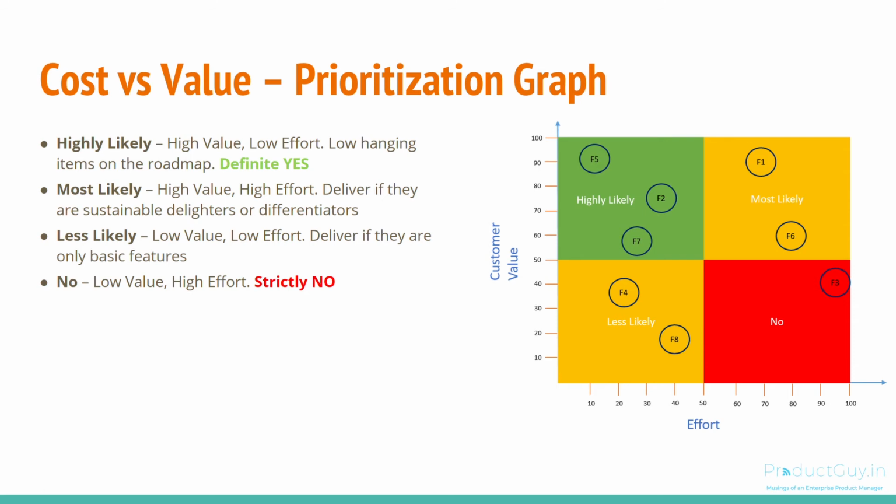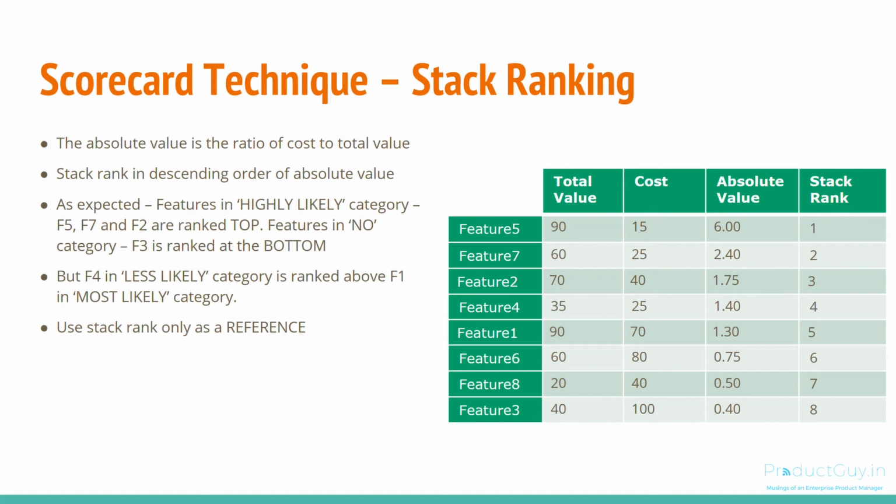Nevertheless, most product managers adopt stack ranking and pick the top ranked features to deliver in each release. To stack rank the features, measure the absolute value. Absolute value is the ratio of total value to cost.